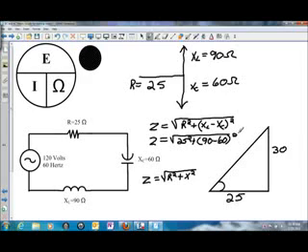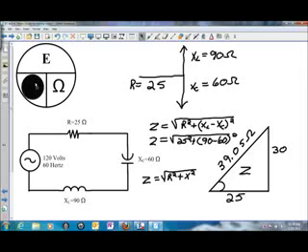Either using the first method that I showed you or the second, the modified version of Pythagorean's theorem, you will still end up with an impedance of 39.05 ohms. And that is a total opposition to current flow, and with it being a series circuit, that accomplishes building the impedance triangle.